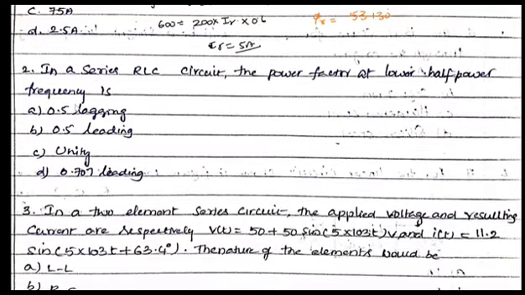Next one. In a series RLC circuit, the power factor at the lower half power frequency is? In my previous video, I discussed a similar question, but I made a mistake there. In a series RLC circuit, the impedance at the half power frequency is root 2 times that of R. So please make a correction in my previous video. In this question, the power factor at the lower half power frequency is 0.707 leading. So the answer will be D.